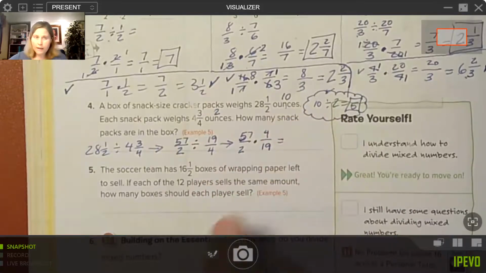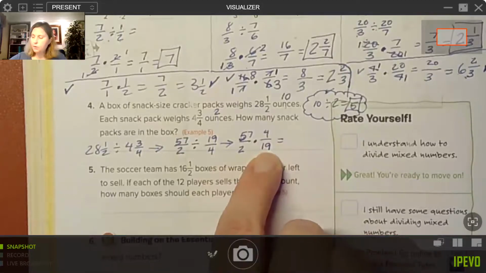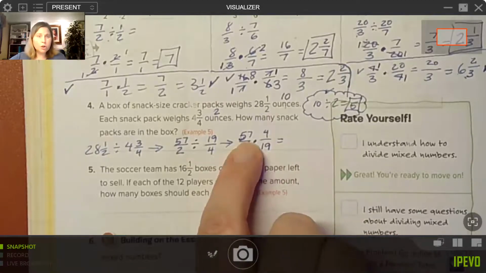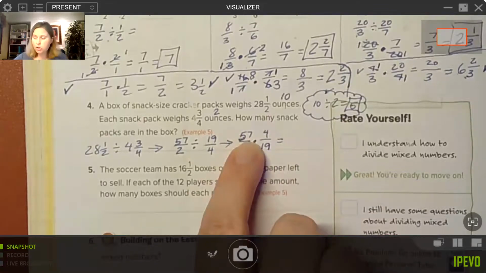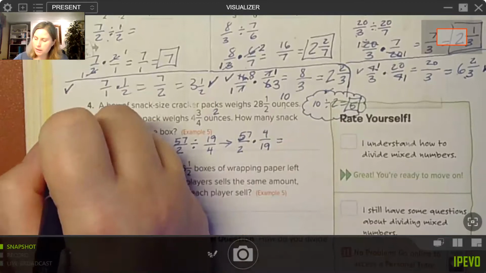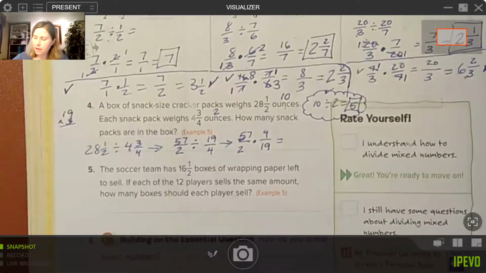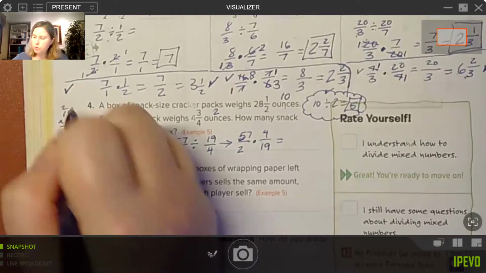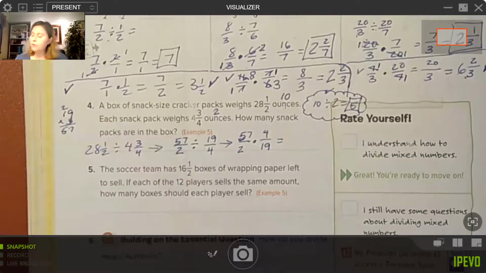I know that's about 20. So here's where our estimation comes in that we did earlier in the year. I know that's about 60. So I think this is going to go in 3 times. I think that 19 times 3 is 57. I'm just going to check that over here. 19 times 3. 9 times 3 is 27. Write the 7, carry the 2. 3 times 1 is 3, plus 2 is 5. Yes, so 19 times 3 is 57.